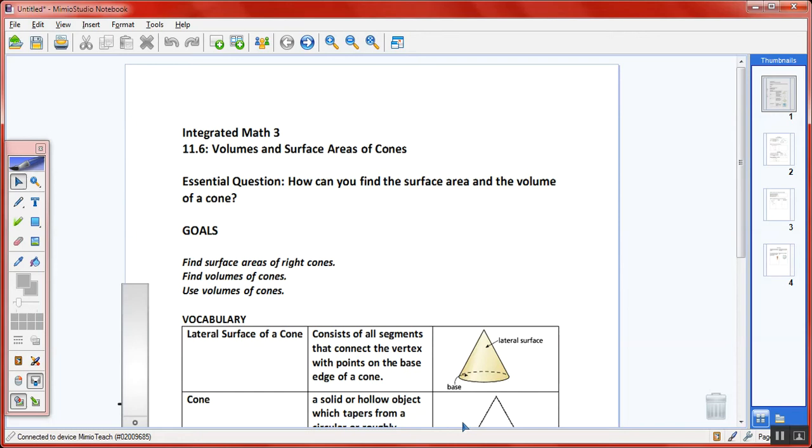Volumes and surface areas of what? Cones, okay? So volume is the number of cubic units on the inside, and surface area is the number of square units on the outside. Really two formulas to look at today. Central question today: how can you find the surface area and volume of a cone? It's really two formulas we're going to deal with today.